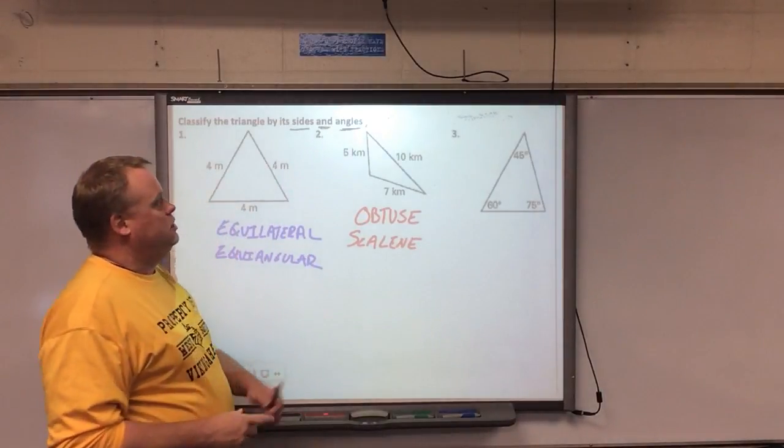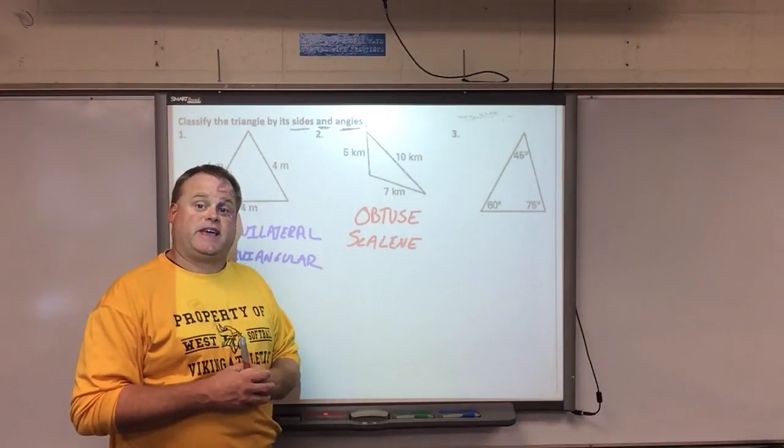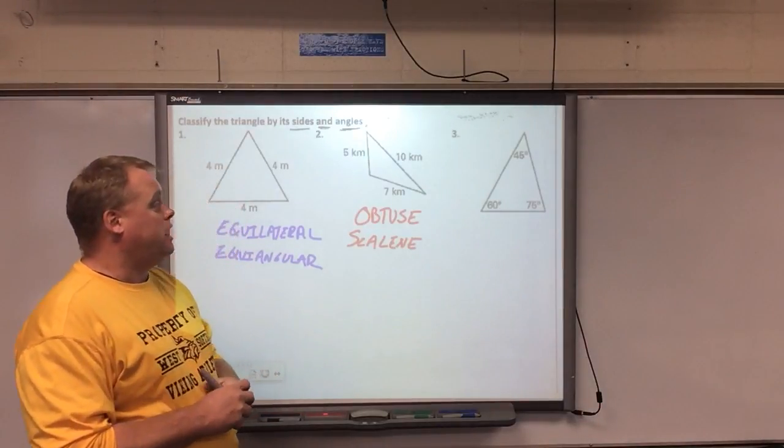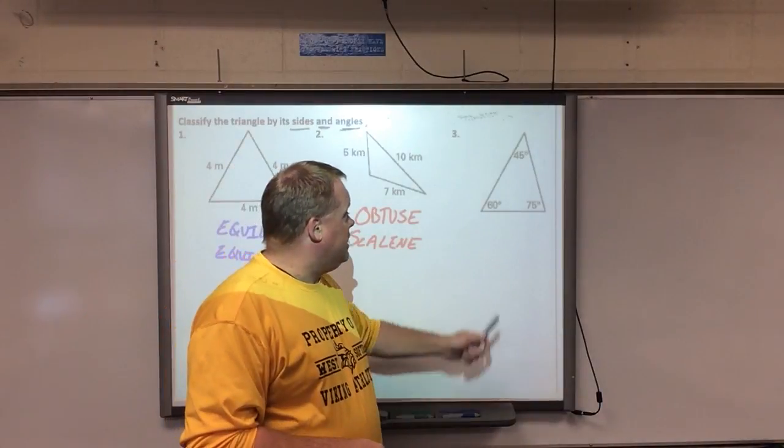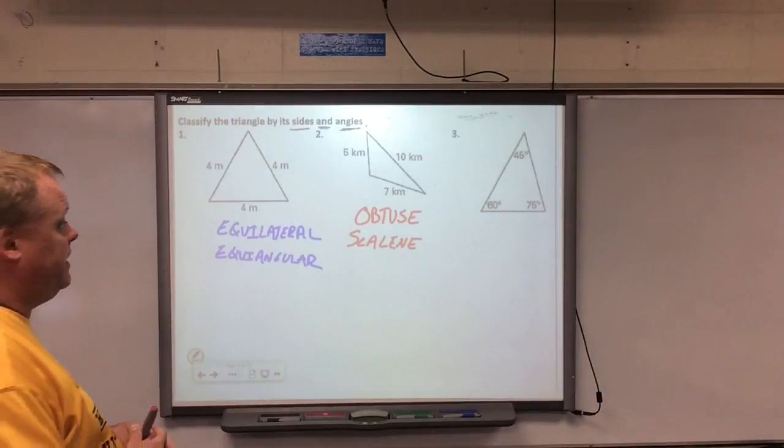It's going to be scalene. No sides are the same. No sides are congruent. So it has to be a scalene as well. All right, and last but not least, I have a 60, a 45, and a 75.